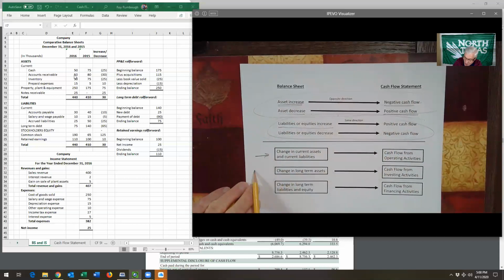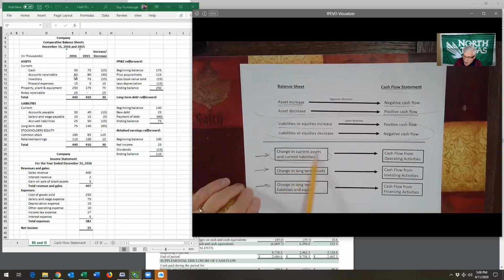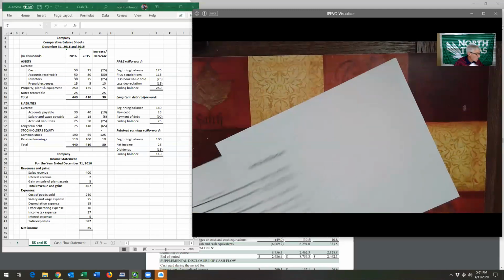Then, how do I get it into the right buckets? Changes in our operating assets, there are some exceptions, but you will not be tested on them, but all changes in current assets and current liabilities affect cash flow from operating. All changes in long-term assets affect cash flow from investing. And changes in long-term liabilities and equity affect cash flow from financing. So this is the mechanics of how to do this. So let's go work a cash flow statement.